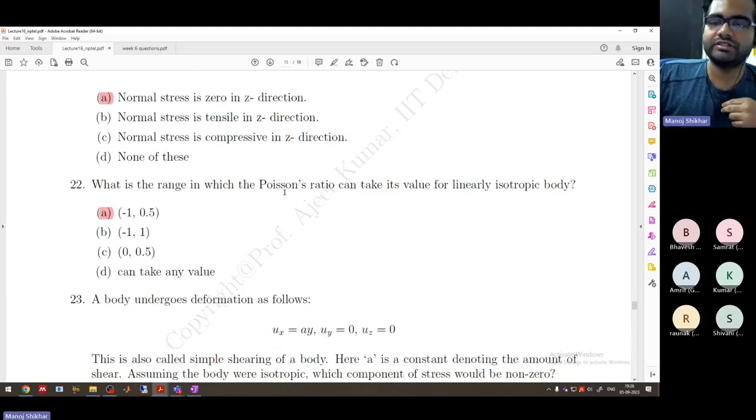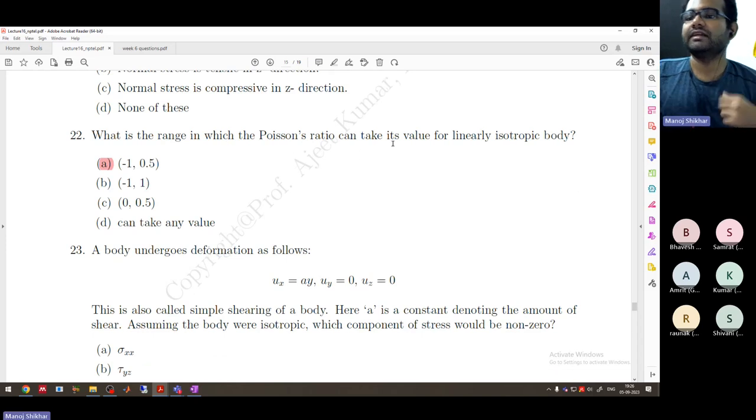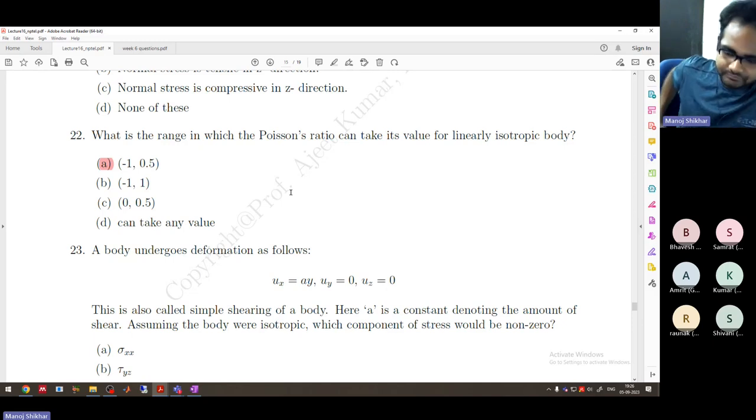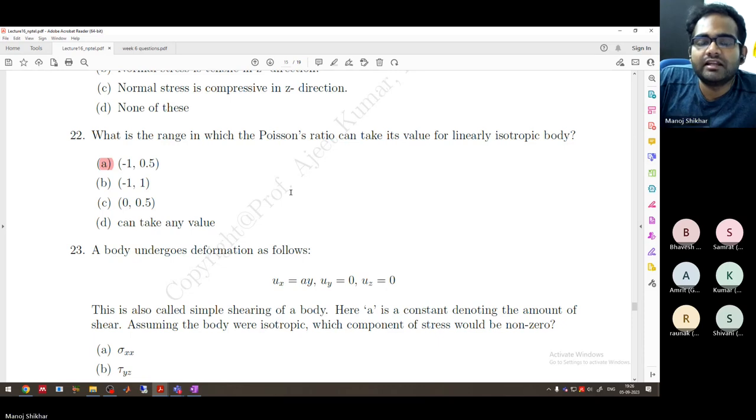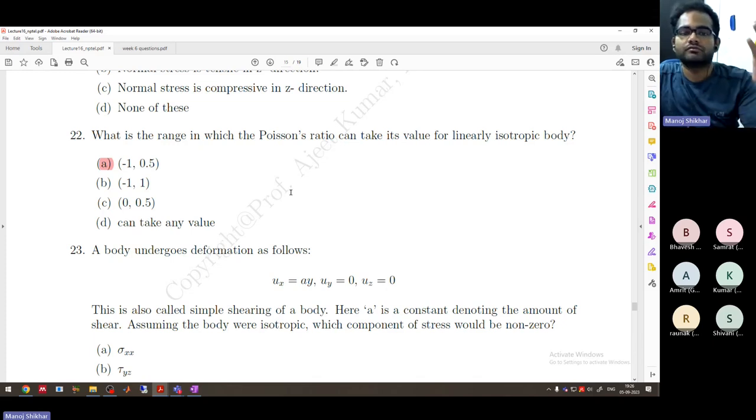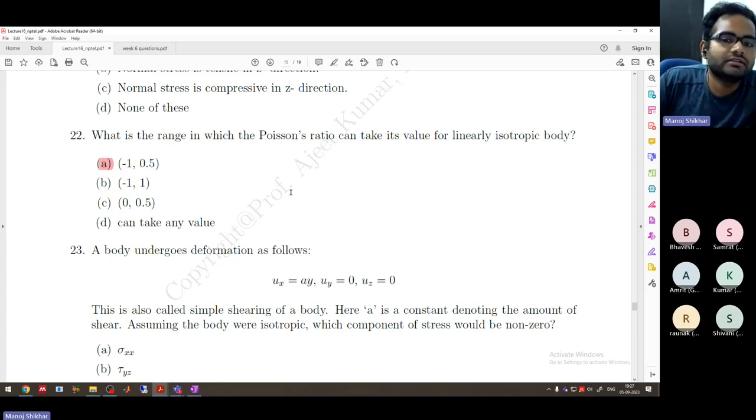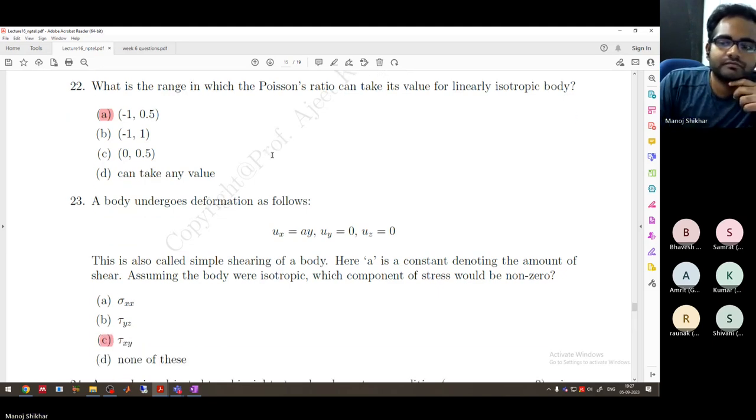What is the range in which Poisson's ratio can take its value for a linearly isotropic body? We know that for a linearly isotropic body, Poisson's ratio lies from -1 to 0.5. The limit of -1 comes because the modulus of elasticity and the modulus of rigidity have to be positive. The limit 0.5 comes from the bulk modulus, which should be greater than 0. If you go by its formula from the denominator, you will get that mu should be less than or equal to 0.5.